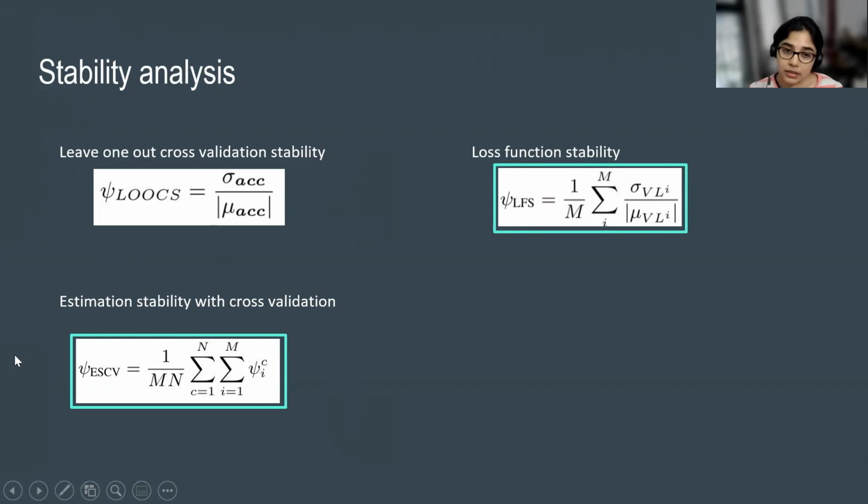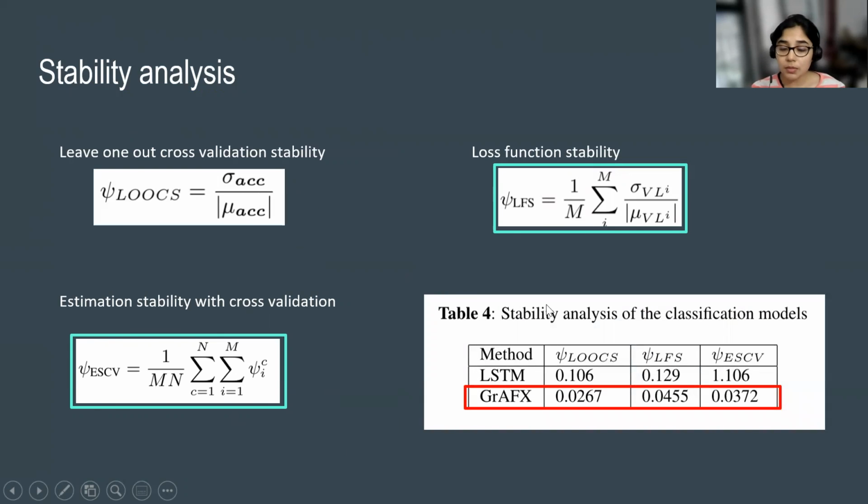Why is it important? Consider a binary classification problem where you set your threshold at 0.5. Let's say your class probability is sometimes 0.6 or 0.9 for the same class, but you always get the label 1. We do not want such variation in the probability, but this information will not be captured by leave-one-out cross-validation stability. It will be captured by ESCV. That's why we are considering this one as a stability metric as well. If you use these three stability metrics together, we will have a much stronger sense of stability.